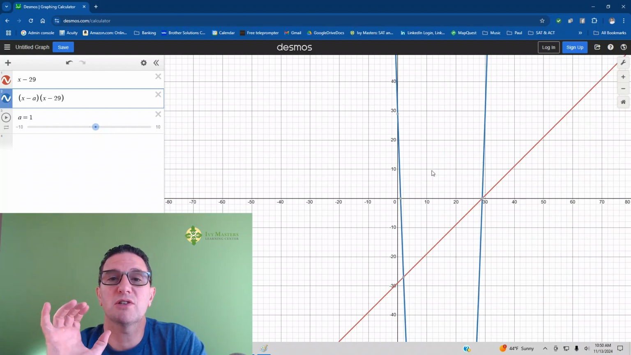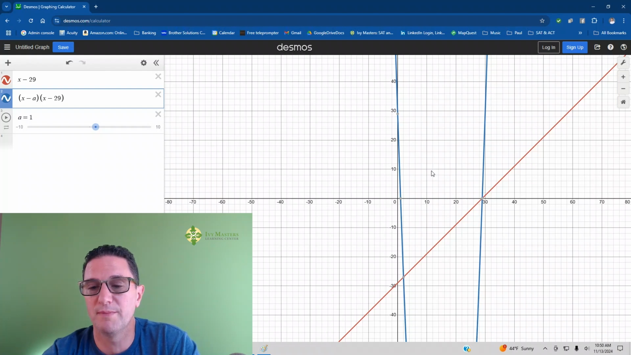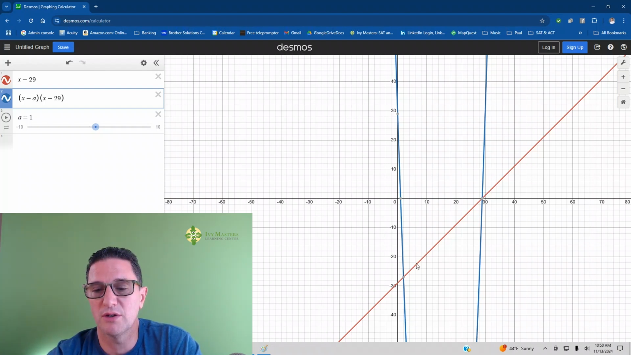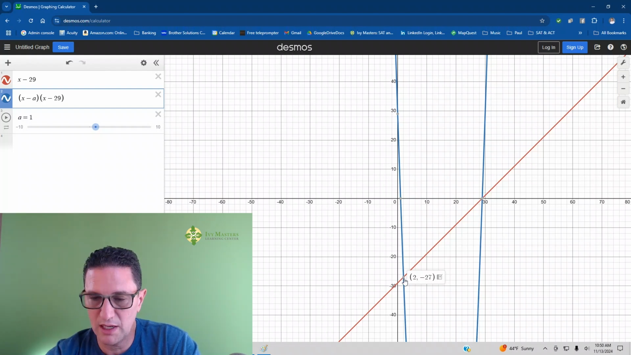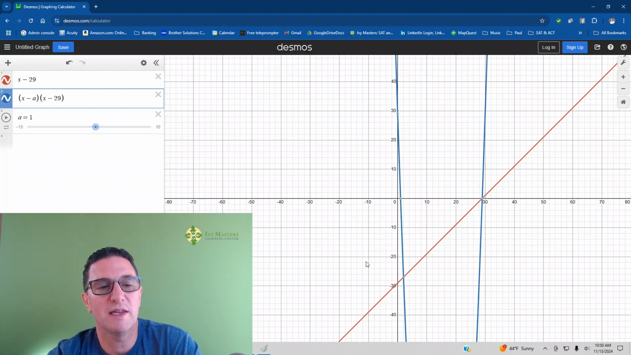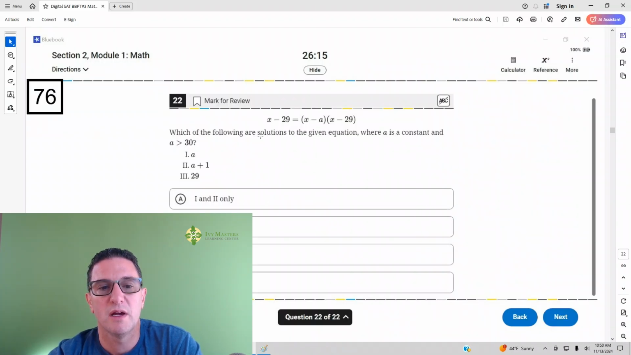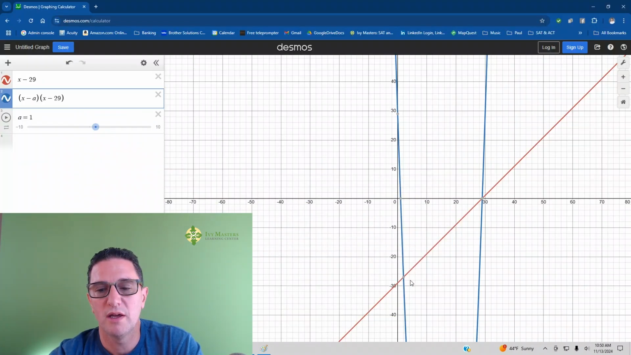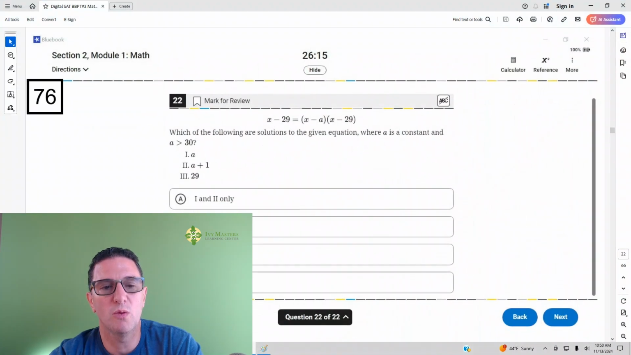Now keep in mind the solution to a system of equations is an intersection point. So let's see what our solution is here. This question is asking for the solution, this value of x, so it's going to be the x part of the intersection. The solution is 2 and 29. So when we go back to the question, 2, where does that come in? Well, notice my a is set to 1, and the solution is 2. So what worked? A plus 1 worked here.